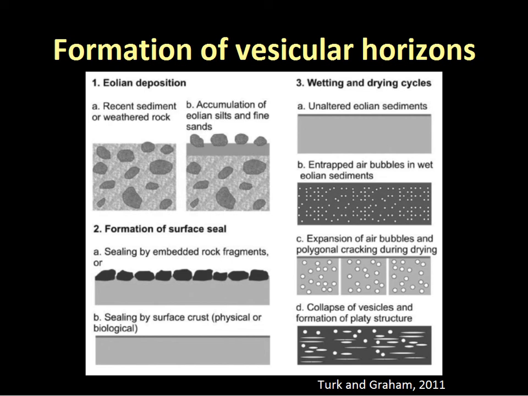The third step in vesicular horizon formation is that you have cyclic wetting and drying of the soil surface that results in the entrapment of air bubbles that form the vesicular pores. So this figure is showing each time the soil becomes wet, air bubbles get trapped, and then as the soil dries, that air expands and leaves imprints that form the vesicular pores. Also in these wetting and drying events, you get shrinking and swelling of the soil material, which results in the polygonal cracking that forms the columnar structure.